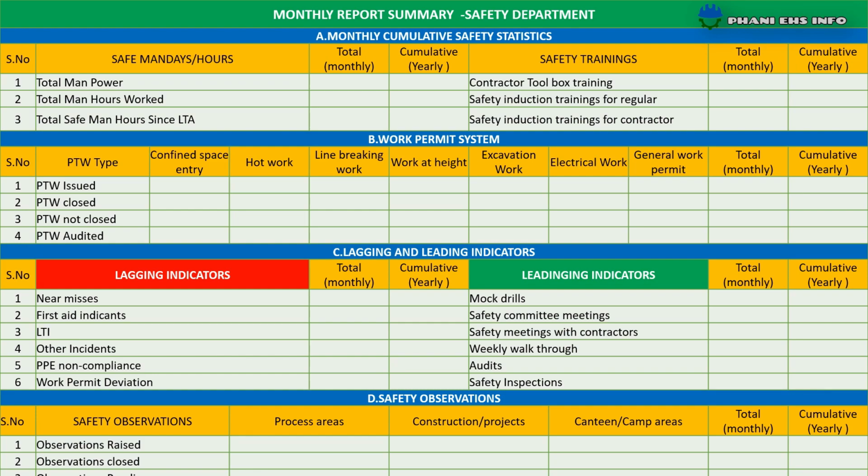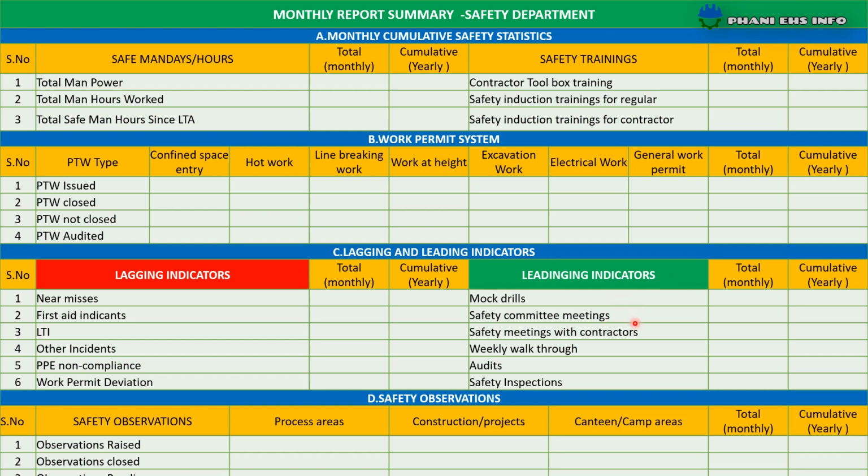This is the monthly report summary sheet. This sheet includes, as I discussed, the safety man days or hours, and safety training programs like contractor toolbox training, safety induction training for regular employees, and safety induction training for contract employees. About the work permit system, what permits are issued and closed, and permit audits. Next one, lagging indicators, which means near miss, first aid incidents, LTIs, other incidents, PPE non-compliance, work permit deviations, etc.